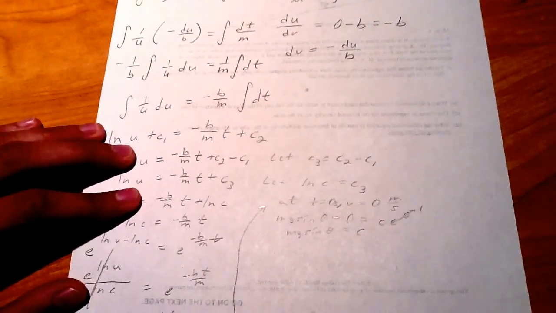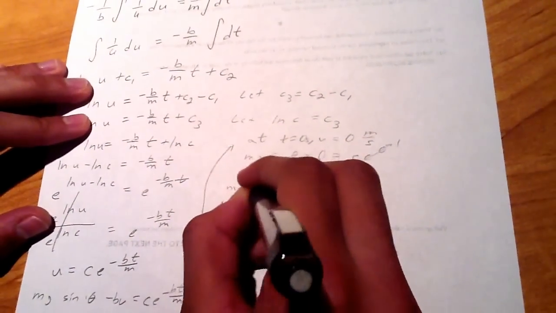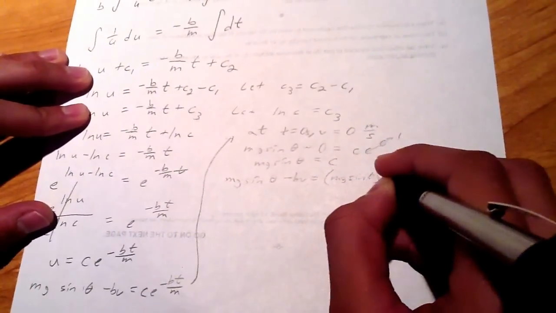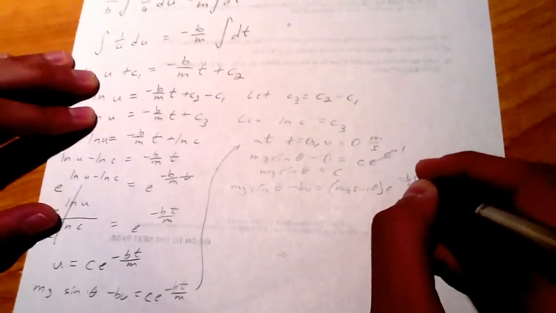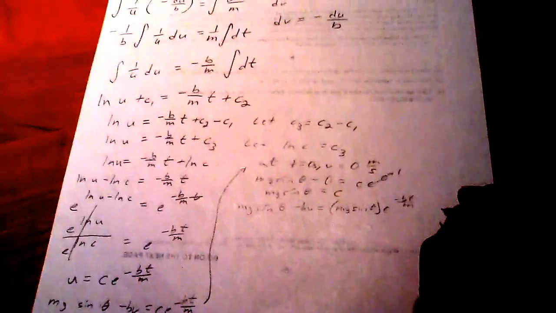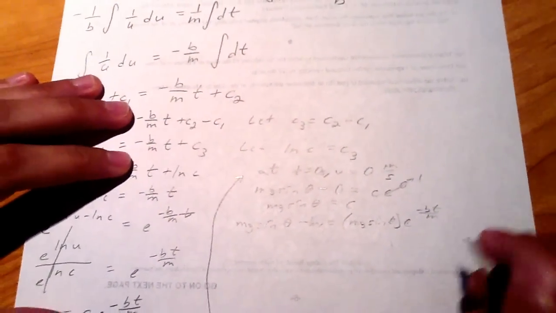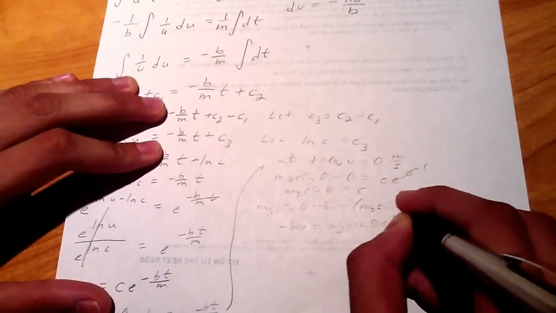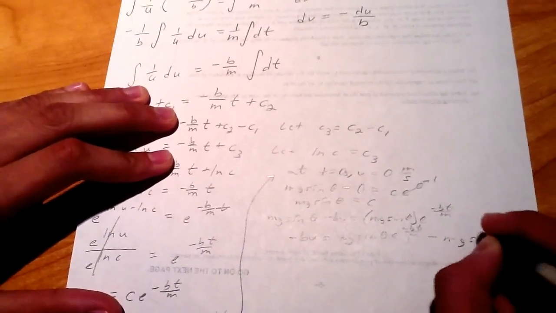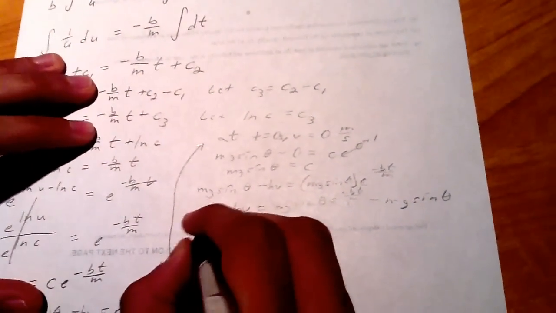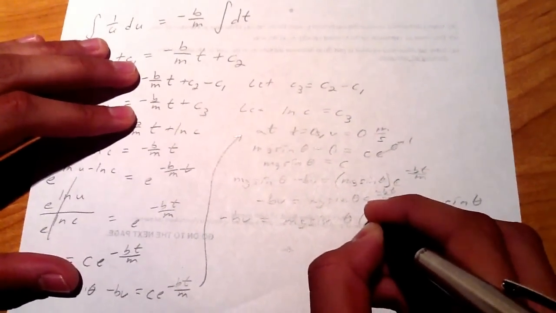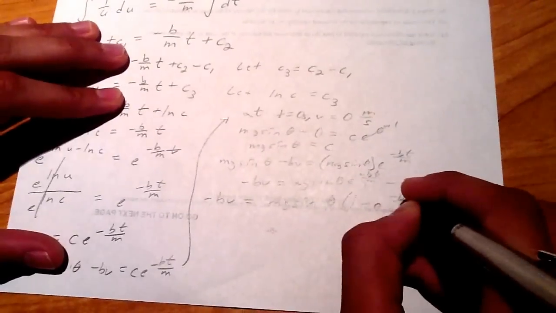So now we go back to our equation and we substitute c in for the value we now know it as. So you get mg sin theta minus bv is equal to mg sin theta times e to the negative bt over m. Now we subtract over mg sin theta to get negative bv is equal to mg sin theta e to the negative bt over m minus mg sin theta. Take out the common mg sin theta, so you get negative bv is equal to mg sin theta times the quantity of 1 minus e to the negative bt over m.